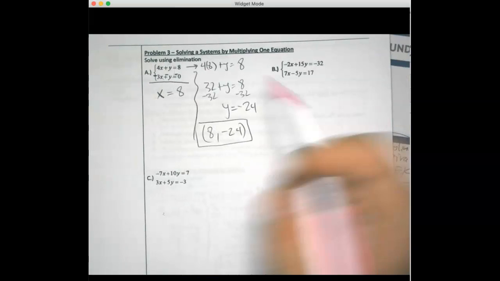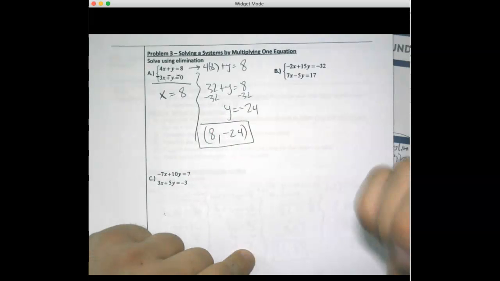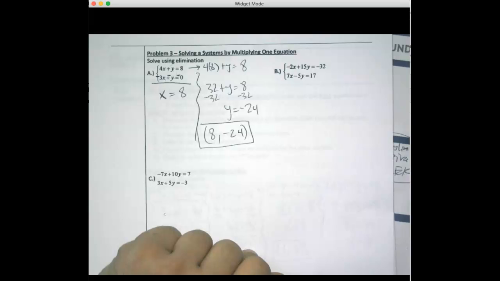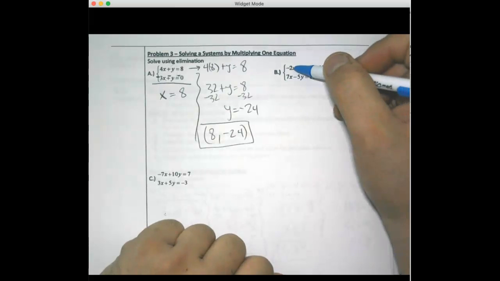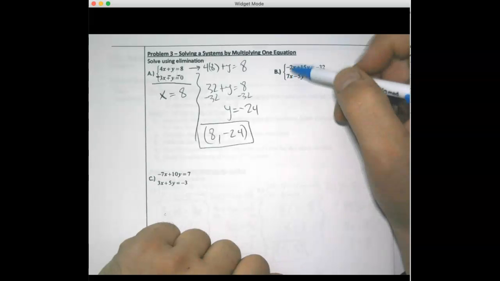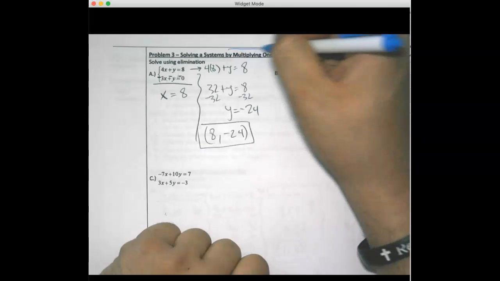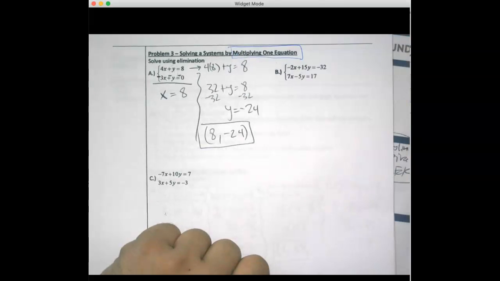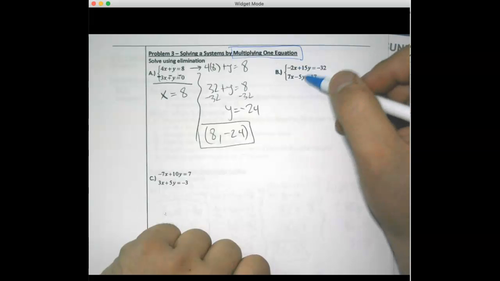So carrying on, this one was in the video from the previous lesson. Here, I don't have opposites, but I can make opposites. I can't make negative 2 the opposite of 7, right? The opposite of 7 would be negative 7. Oh, by the way, we're going to multiply one equation to make opposites. So I can't do that with the x's, but I can do that with the y's.